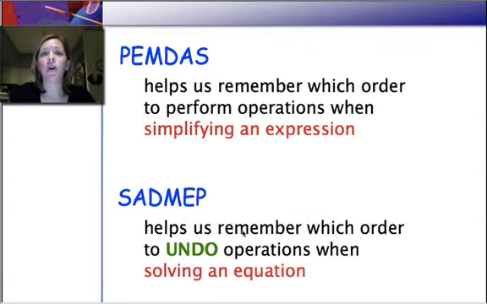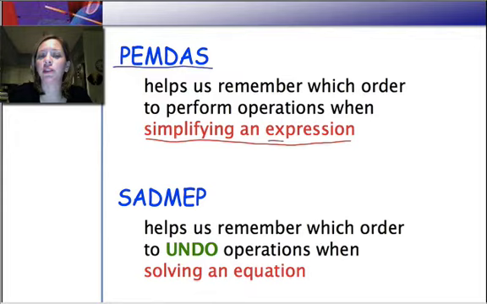Okay, so when we were evaluating expressions and using order of operations, we talked a lot about PEMDAS, right? To help us remember the order in which to perform those operations. We do what's in the parentheses first, then we do our exponents, then we do multiplication and division from left to right, then we do addition and subtraction from left to right. But this is a really important part here, and I might even want you to underline it in red. We use that when we're simplifying an expression.